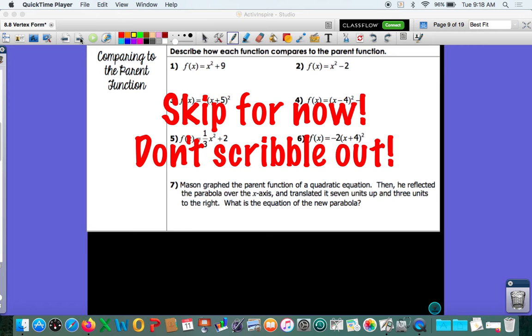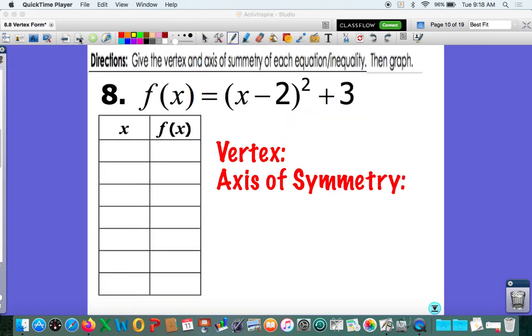Okay? We're going to skip this first little section for now. That's tomorrow's lesson. Okay? So here we go. We're asked to give the vertex and the axis of symmetry and then to graph. Before we can give the vertex, we have to make sure this is in vertex form. Well, recall, vertex form is a, parentheses, x minus h squared plus k. Is this in vertex form? Well, yeah, it's in vertex form. So what is my vertex?